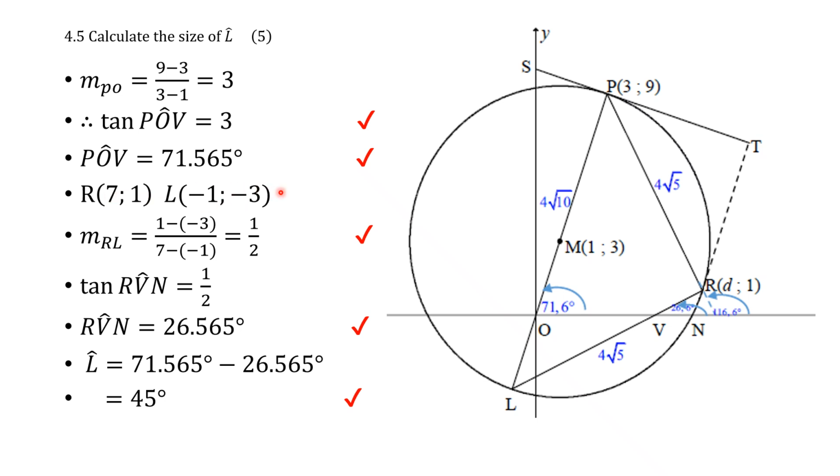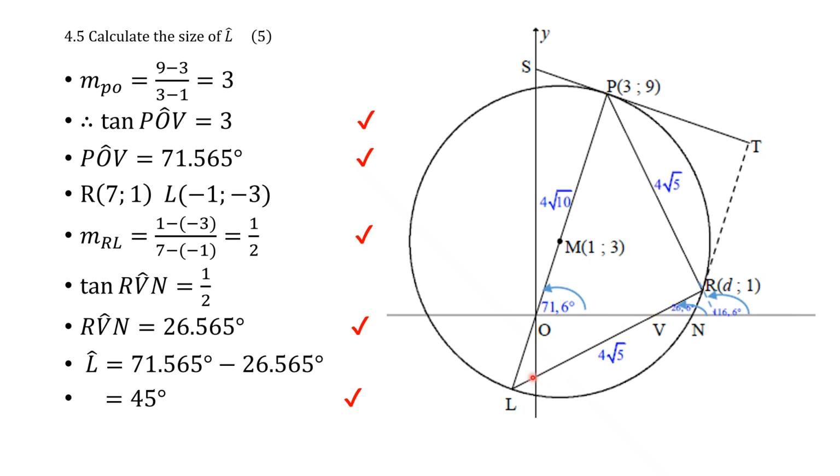So there's 7 or minus 1, 1 minus minus 3, and then 7 minus minus 1. So that gives me 1 plus 3, which is 4. 7 plus 1 is 8. 4 over 8 simplifies to half. So tan of the angle of that line there equals half. Shift tan half gives me 26,565 or 26,6. Right, so this angle, vertically opposite there, would become 26,6.